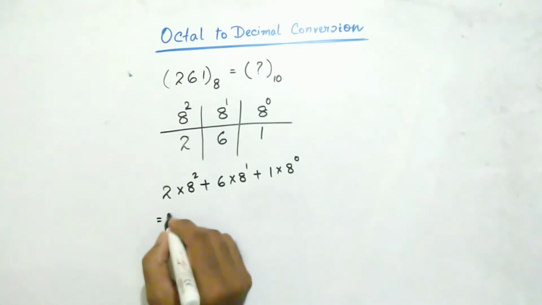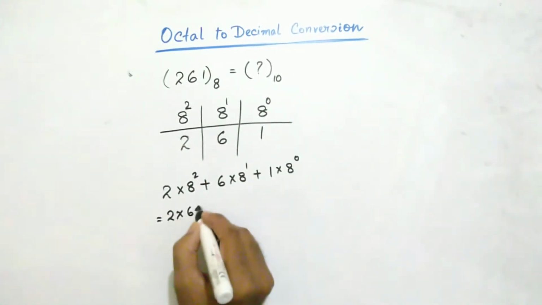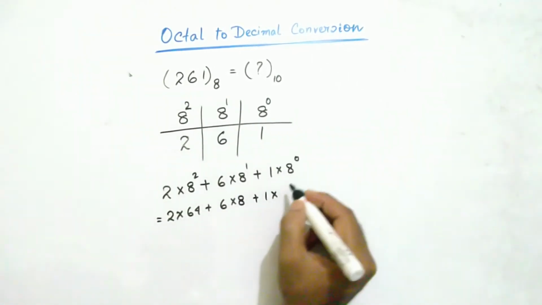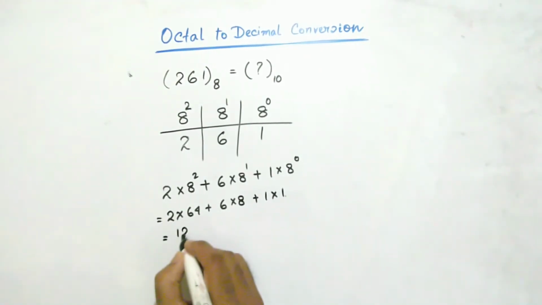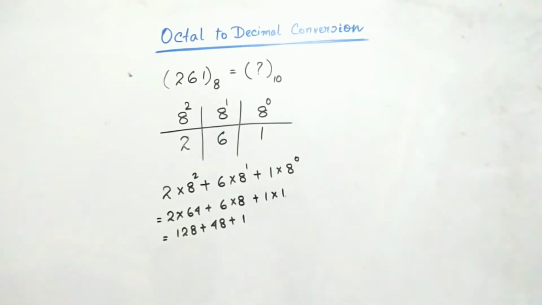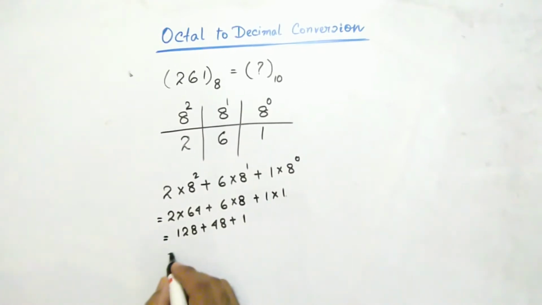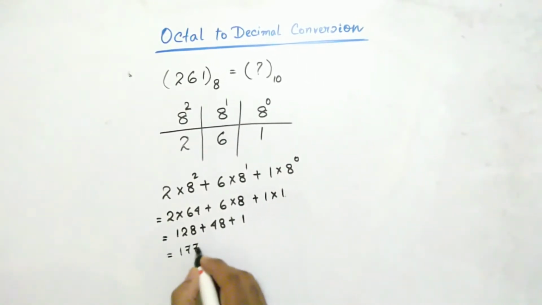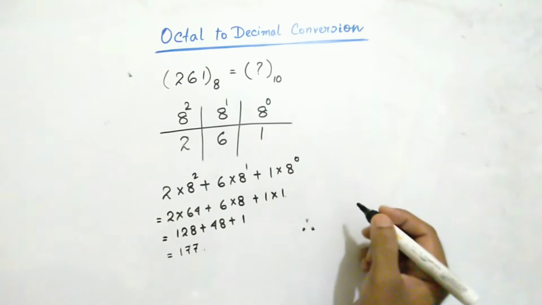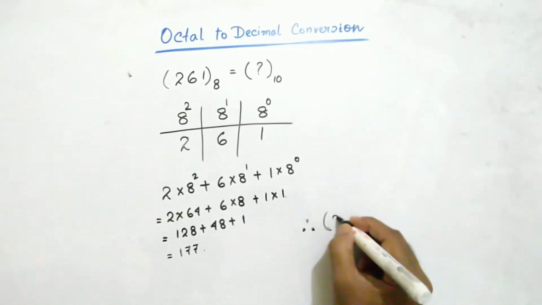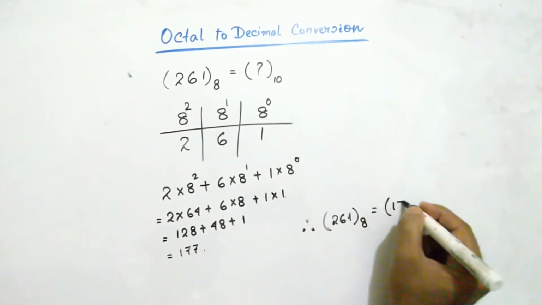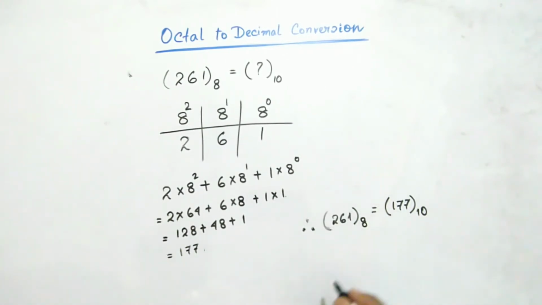So here 2 multiplied by 8 squared, which is 64, plus 6 multiplied with 8, plus 1 multiplied with 8 to the power 0, which is 1. So here we are getting 128 plus 48 plus 1. Now if we add these three numbers, we will get 177. So therefore the decimal equivalent of the given octal number 261 base 8 equals 177 base 10. This is our answer.